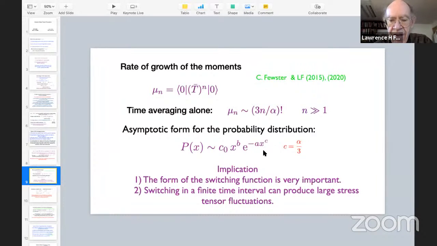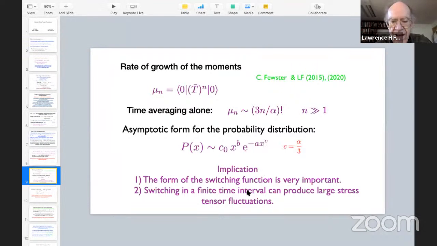That is, if you took x to be a million, 10 to the 6, you still get, if a is of order 1, a non-trivial probability of finding that. Whereas, of course, for a Gaussian distribution, that would be e to the minus 10 to the 12, a ridiculously tiny number. So the form of the switching function is very important, because this parameter alpha, coming from the nature of the switching, ends up inside this exponential.